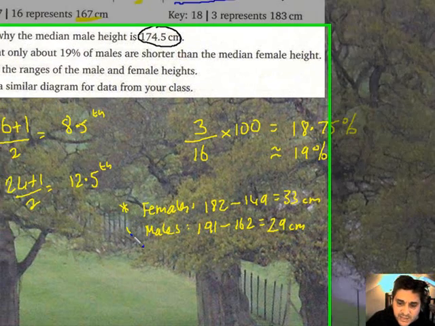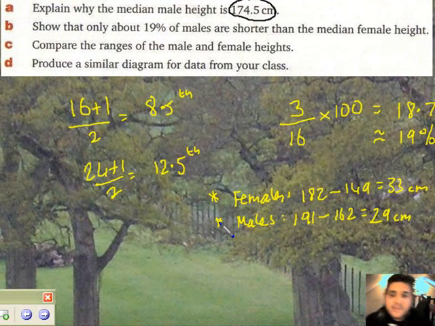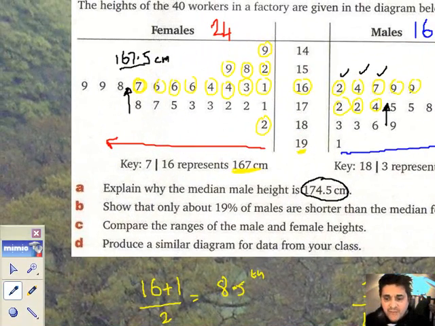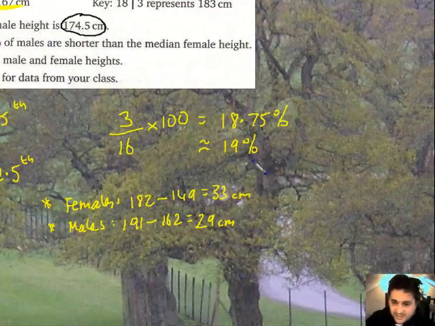Now let's prove to the examiner we know what we're chatting about. Compare the ranges of male and females. Okay, just doing the calculation alone does not compare any range at all. You have to make a statement. I can say straight away that there is a greater variation in the heights of females compared with males.